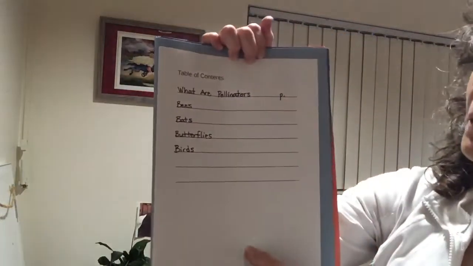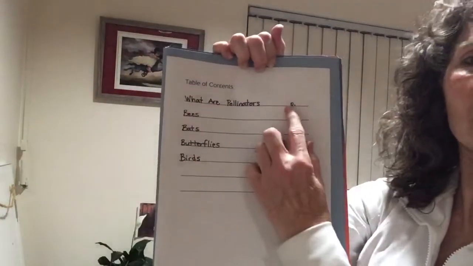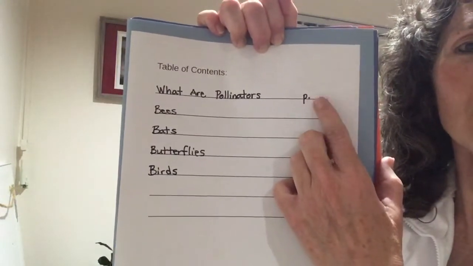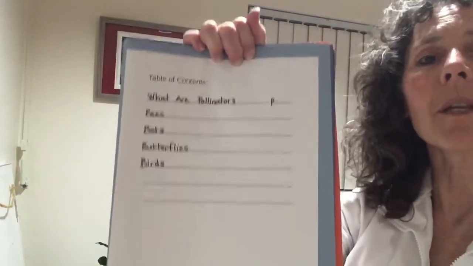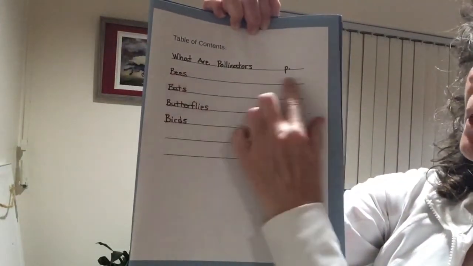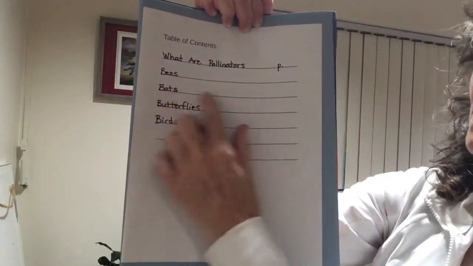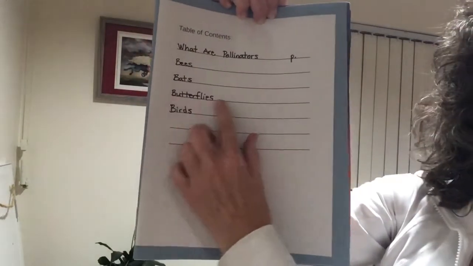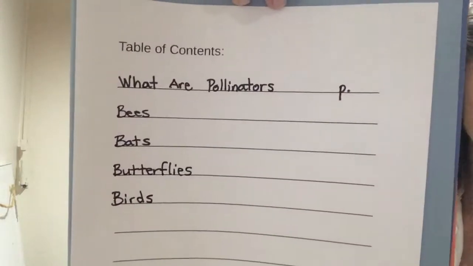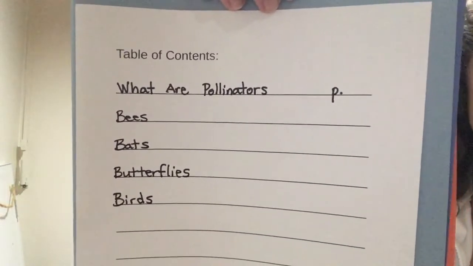And the table of contents is going to have what are pollinators. I don't know what page that will be for you, but you're going to put the page numbers. Remember, you always number the pages last. Then you're going to have a bee chapter, bat chapter, butterflies chapter, and birds chapter. So that's what your table of contents will look like.